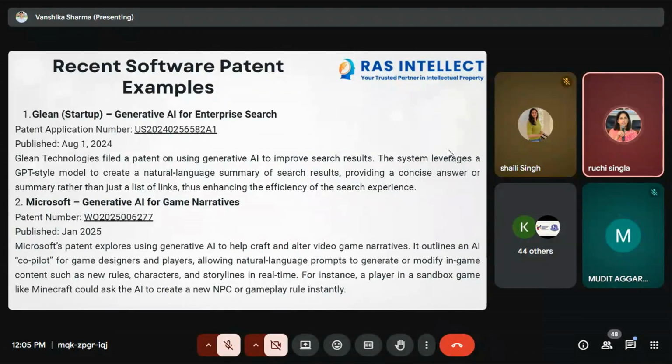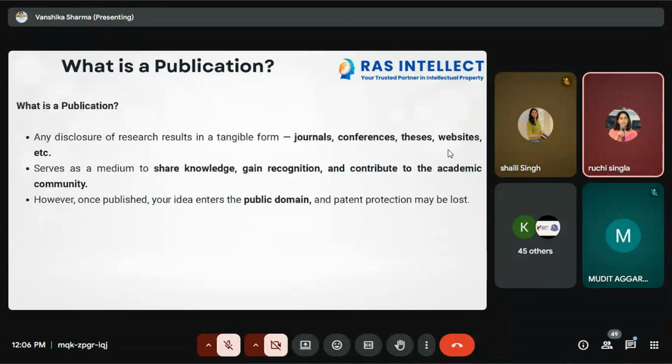Glean startup, the patent was filed in the US, and then Microsoft generative AI for game narratives, the patent was filed. Not in India, but yes, I'm just giving you the software examples so that you are well aware that programs cannot be patented in India, they go for copyrighting. But if the program is a part of a technical invention, then you can go for the patent filing of the program in India. Next slide, please.